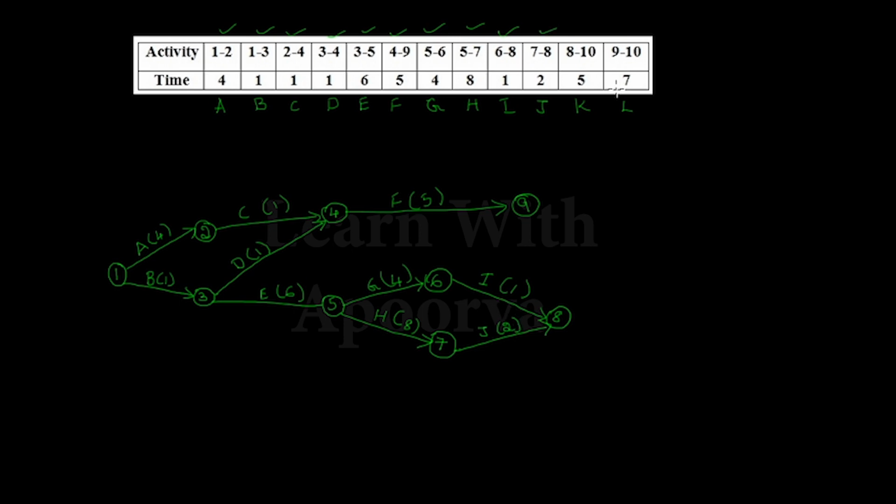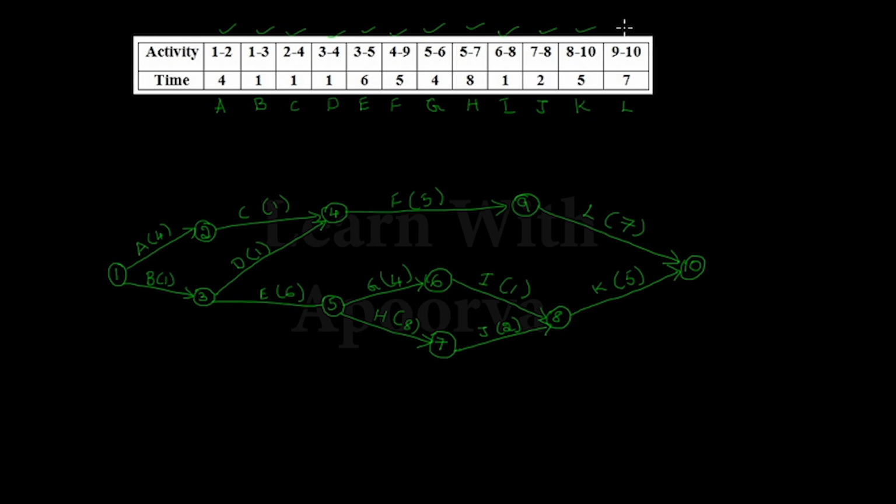So this is done. Next we have 8 to 10. So this is 8. From 8 I should go to a new node which is 10 with the activity K, and its duration is given as 5. So the last activity is 9 to 10 with the duration 7. So I have 9 here and 10 here. So I'll just join them with the activity L and its duration is 7. So this is construction of the network.